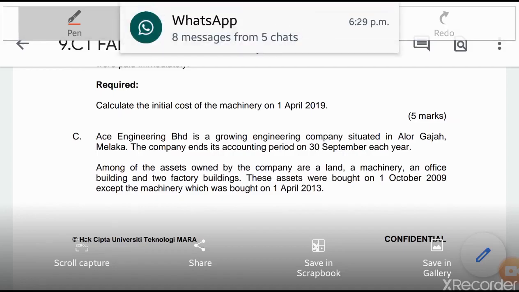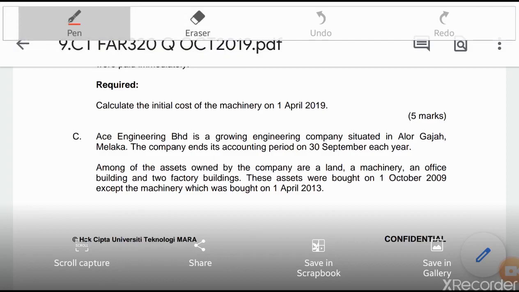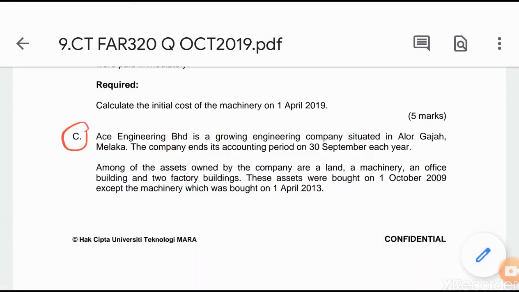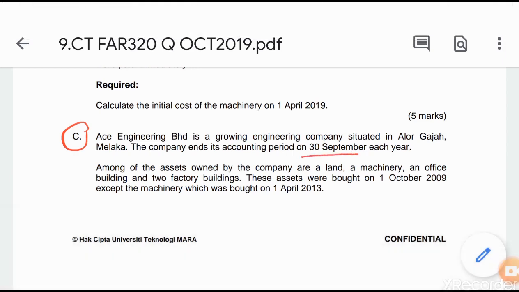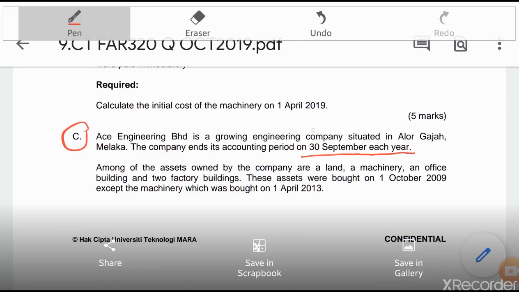Today we're going to discuss a question from the common test, the one tested in October 2019, question 1 on PPE, and this is question 1C. So we have ACE Engineering, a growing engineering company. It has an accounting period which ends 30th September each year. So if it ends 30th September, it will have a beginning of 1st of October each year.